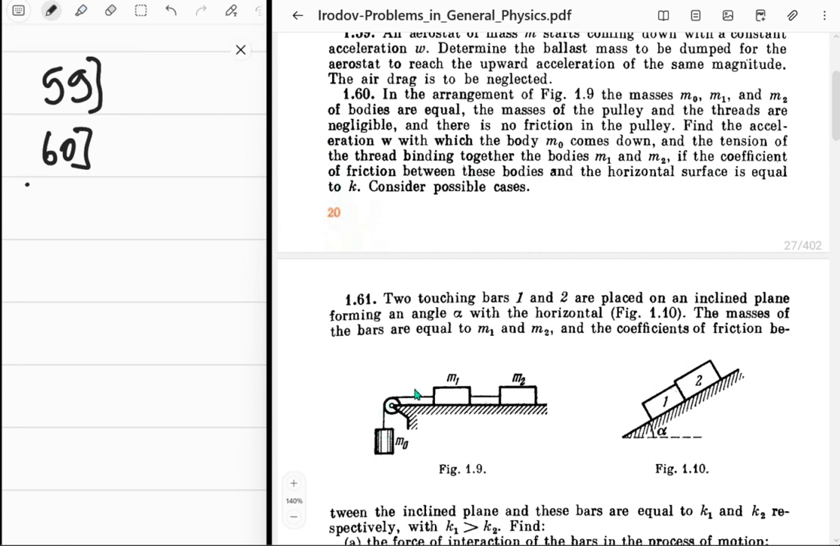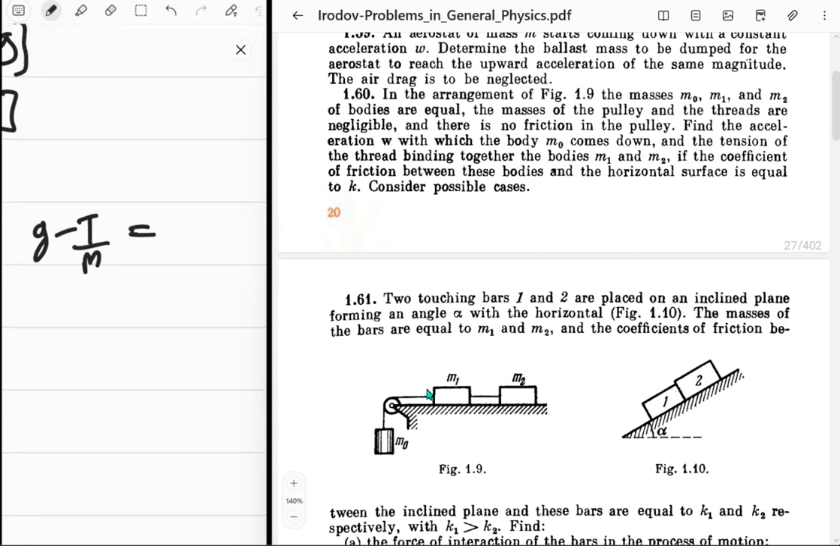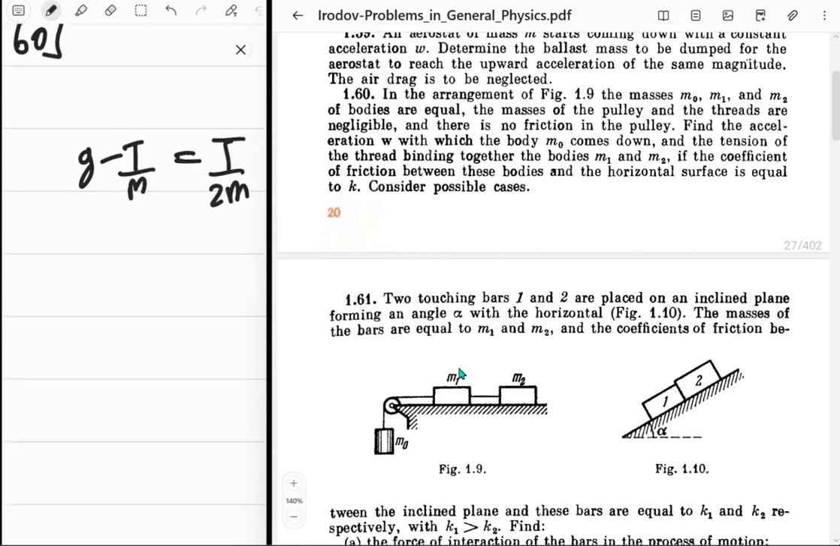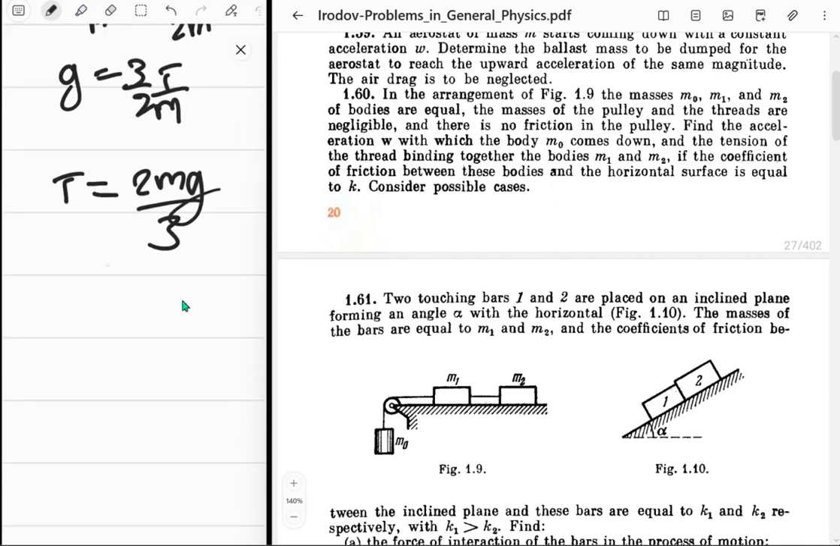If the tension in this string is T, then you just have g minus T upon m0, which will be m basically, because all of these are the same masses, right? So the acceleration for these guys is T upon 2m. So g is equal to 3 upon 2 times T upon m, so T is equal to 2mg upon 3. So now we know what the tension is. We also know what the acceleration is: it's this thing upon 2m, so your acceleration will just be equal to g upon 3. So these two are moving with g upon 3.